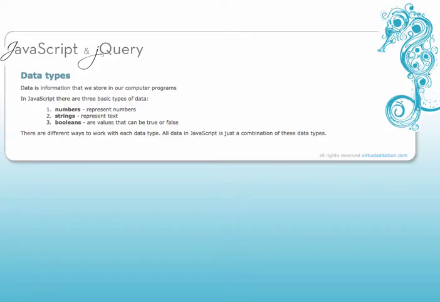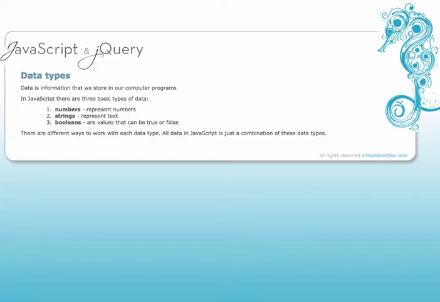In JavaScript, there's three basic data types. These are numbers, strings, and booleans. Numbers are used for representing numbers. Your age could be represented as a number, and so can your height. Strings are used to represent text. Your name or your email could be represented as a string. And booleans are values that can be true or false.